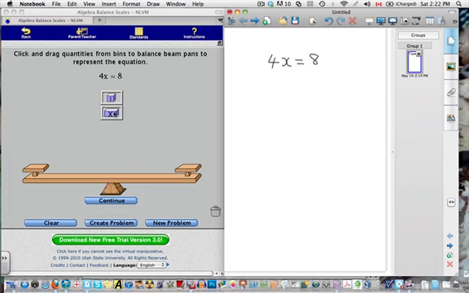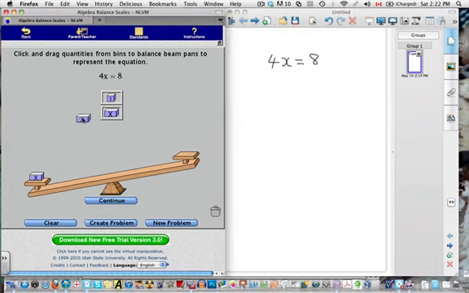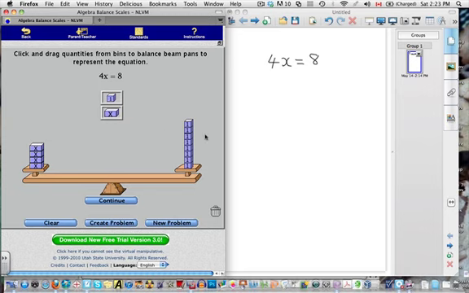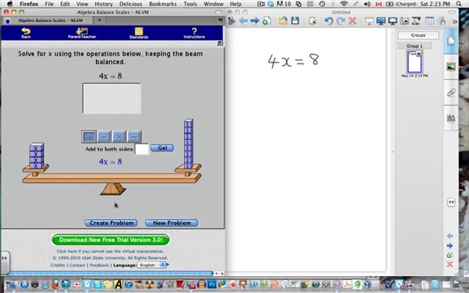Okay, so what I'm going to do is I'm going to balance these out. I have 4 x's, so I'll put 1, 2, 3, 4 x's on one side, and I will put 8 on the other. 1, 2, 3, 4, 5, 6, 7, 8. Now on the 8th, everything balances out nicely. Okay, so now I have 4x equals 8. 4x's on this side equal 8.